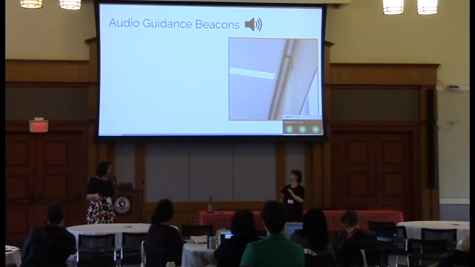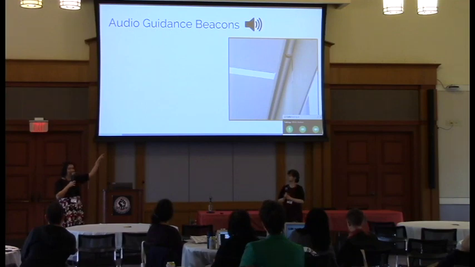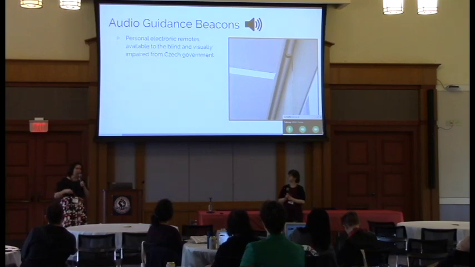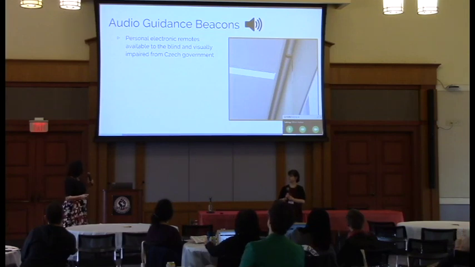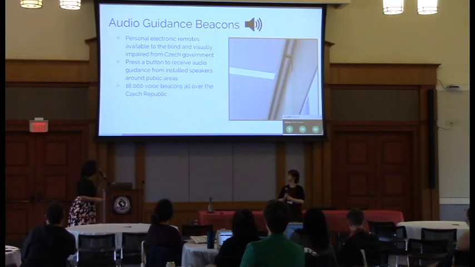One of the big things, and this was within the whole Czech Republic too, was the audio guidance beacons. It's a really boring ceiling, but there's actually a little speaker in the corner. If you're blind or visually impaired, you can ask the government to receive little electronic devices. These devices mean that you can press certain buttons and then you'll receive audio guidance from these speakers in public. They're installed all around the Czech Republic. There's 18,000, and this was last year, so there could be more.